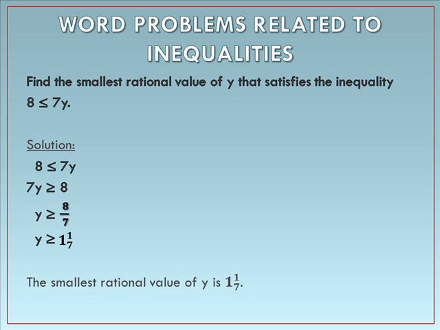We have simply transferred the variable on the left hand side, and now to find the value of y, we will transpose 7 to the right hand side. 7 which was being multiplied on the left hand side, when transposed to the right hand side, now it is divided over here. So we have 8 over 7, that is 1 whole 1 over 7. y is greater than or equal to 1 whole 1 over 7. As all the values of y will be greater than this value, so this is the smallest rational value of y.